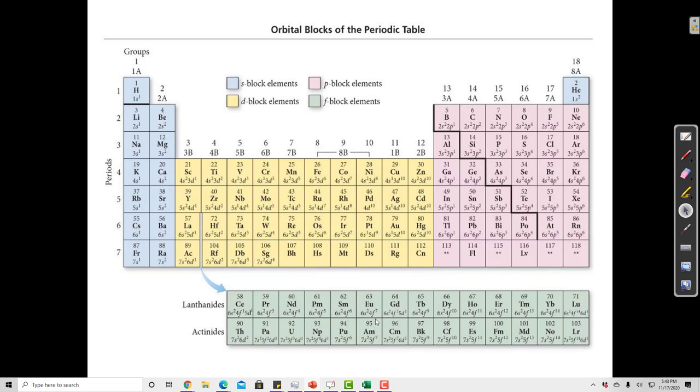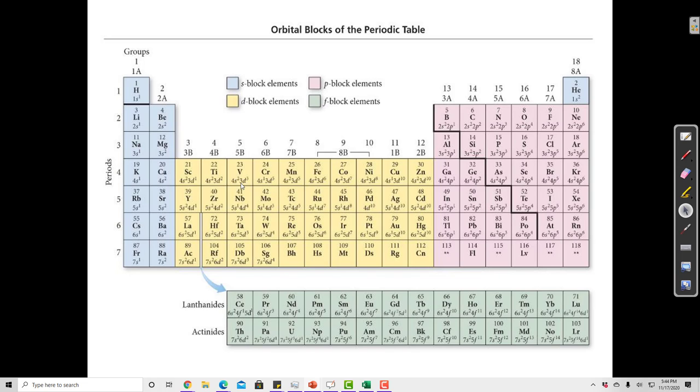So you don't have to memorize any of these because I don't even know them. They start to get pretty weird and they go out of order here. But you should know the ones here in the first row. You should know that chromium is out of order, and you should know that copper is out of order. And the reason is because this D block can hold 10 electrons.